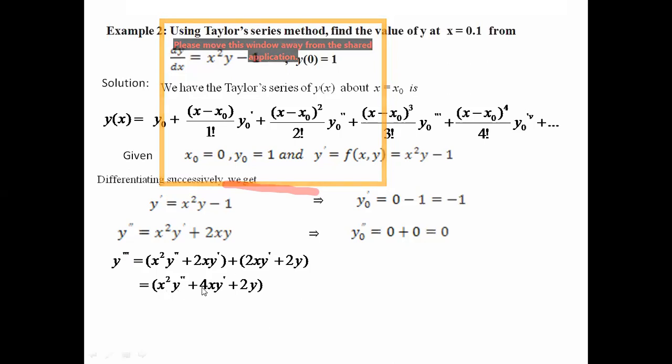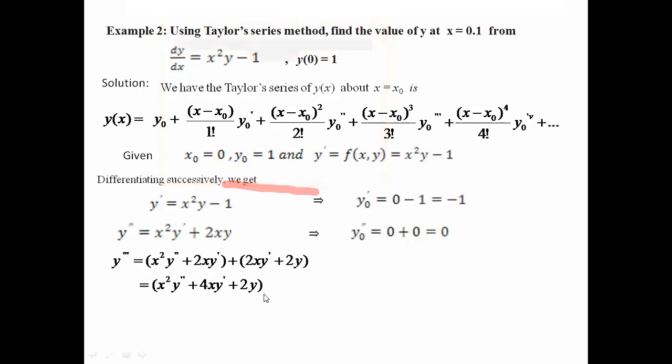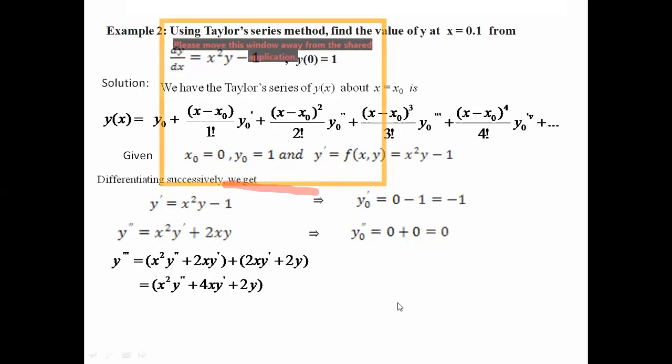So put x is x naught and y is y naught. Since x naught is 0, this term becomes 0, this also 0. So remaining is 2 into y naught, but y naught is here 1, so 2 into 1 we get 2 only. So y0 triple dash is 2. But up to the third derivative is not enough. Usually you have to find the derivatives up to fourth order.